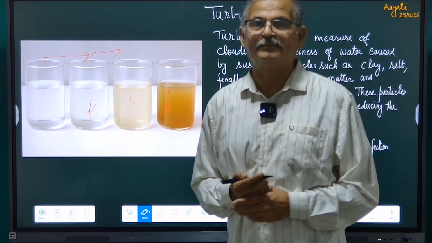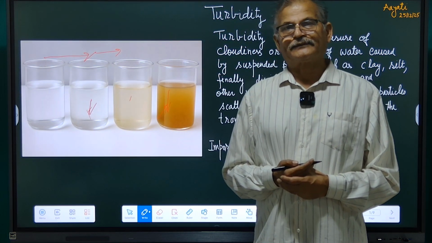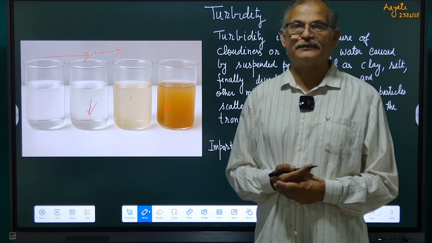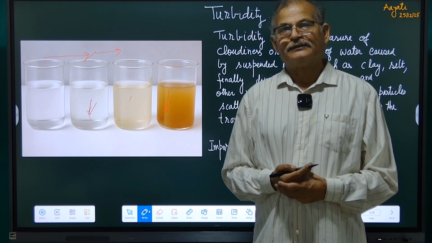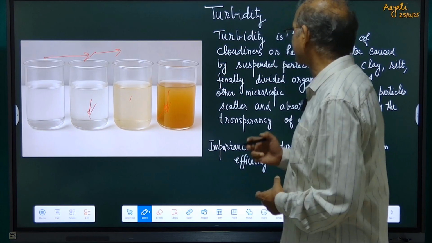Today in this session we will be studying about turbidity. Turbidity is the measure of cloudiness or haziness of water caused by suspended particles such as clay, silt, finely divided organic matter or other microscopic organisms. These suspended particles reduce the transparency of water.